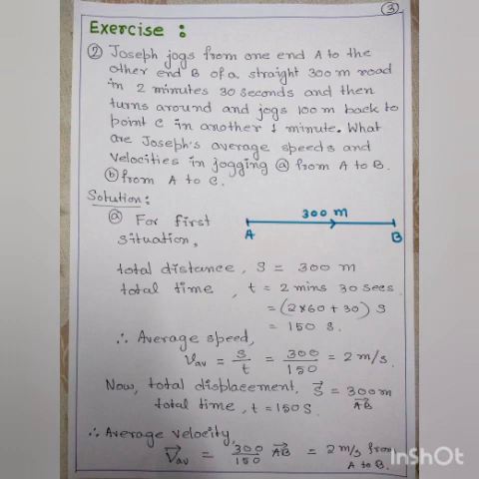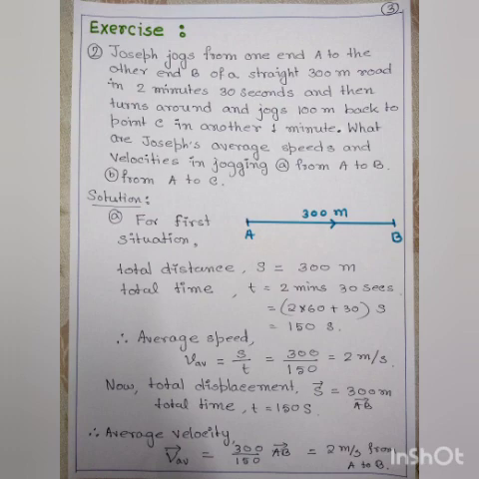But as displacement is a vector quantity, if you want, you can denote it with a vector sign, that is an arrow above S. So S displacement with arrow sign is equal to 300 meter from A to B. And total time t is the same, that is 150 second. So average velocity V average, you can denote it with the arrow sign as it is a vector, 300 by 150, that is also 2 meter per second from A to B.